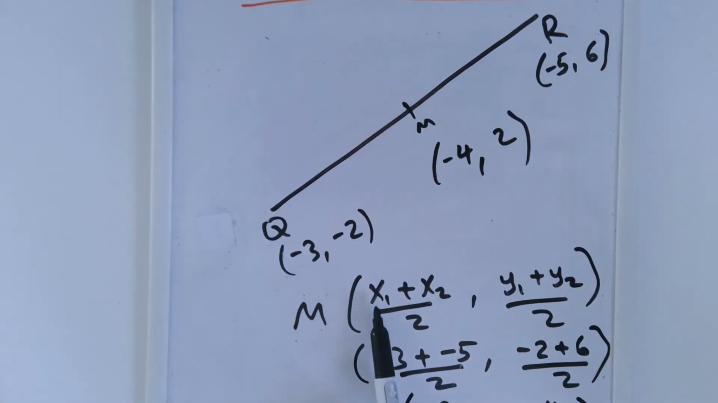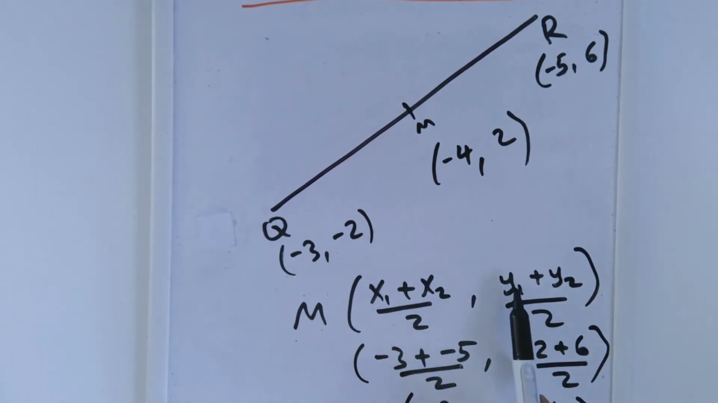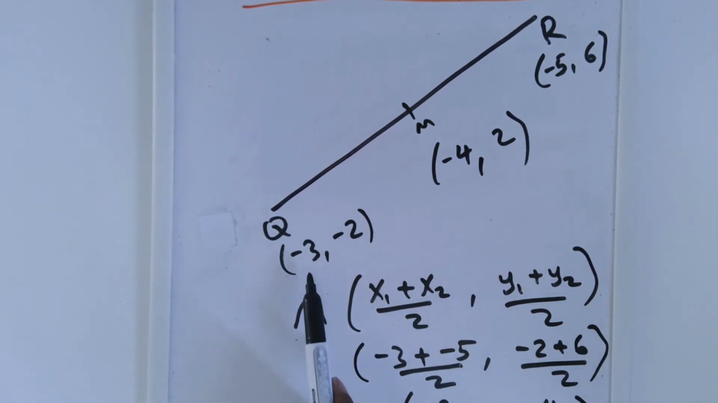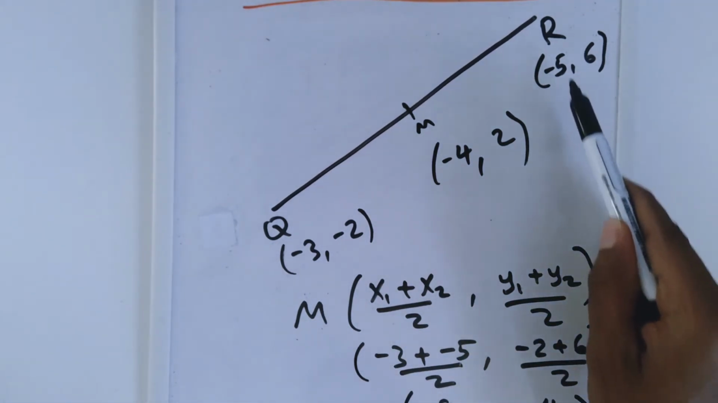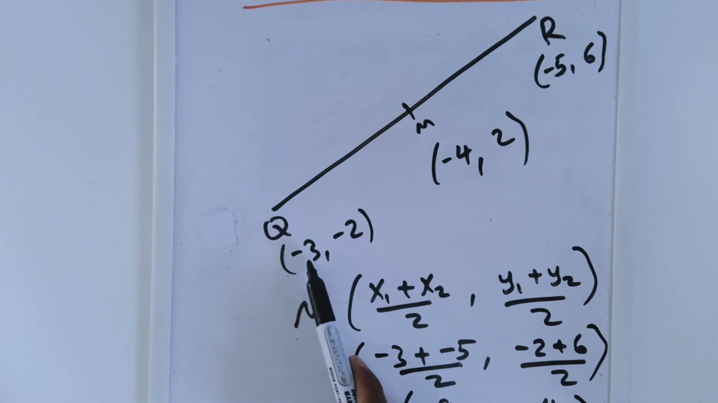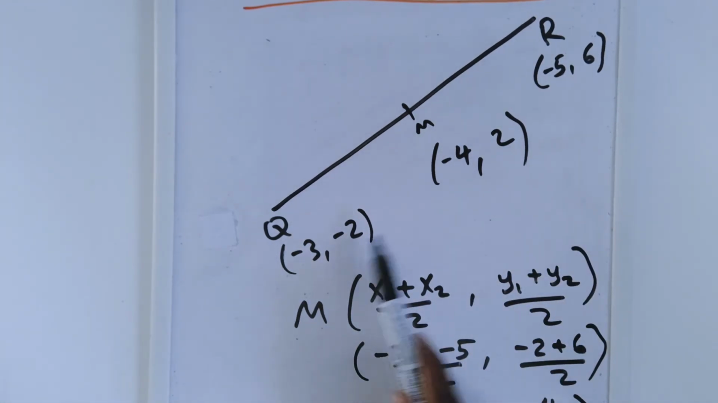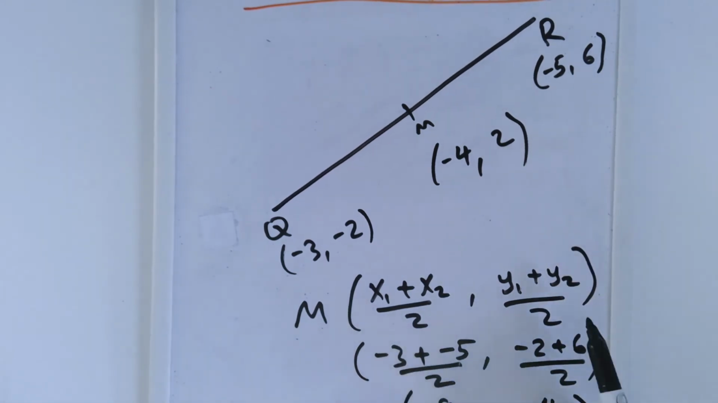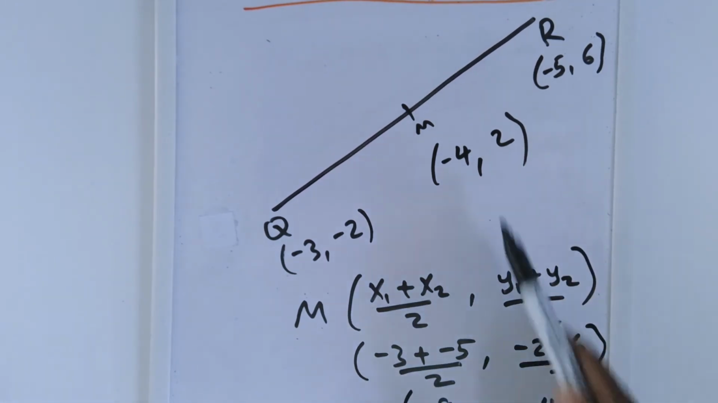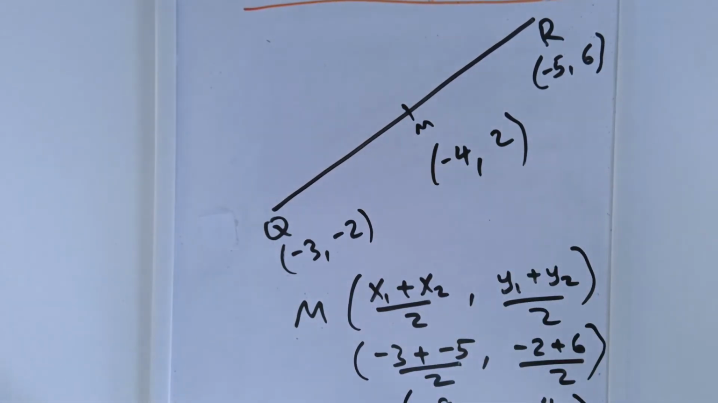Always the formula is the same. Start writing with the formula: x1 plus x2 divided by 2, y1 plus y2 divided by 2. You know which one is y and which one is x. Always the first number is the x value in every coordinate point. So this is x1 and that is x2. This is y1, that is y2. So use the formula and that gives you -4 and +2.